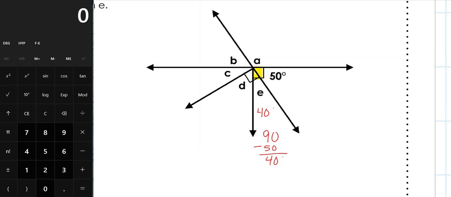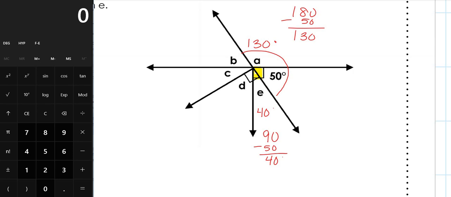Next, I also notice that that 50 degrees forms a linear pair with A. A linear pair makes a straight line, and the two angles add up to 180. So I'm going to do 180 minus 50 to see what's left over for angle A, which is 130. So angle A is 130 degrees. All right, let's keep it moving.